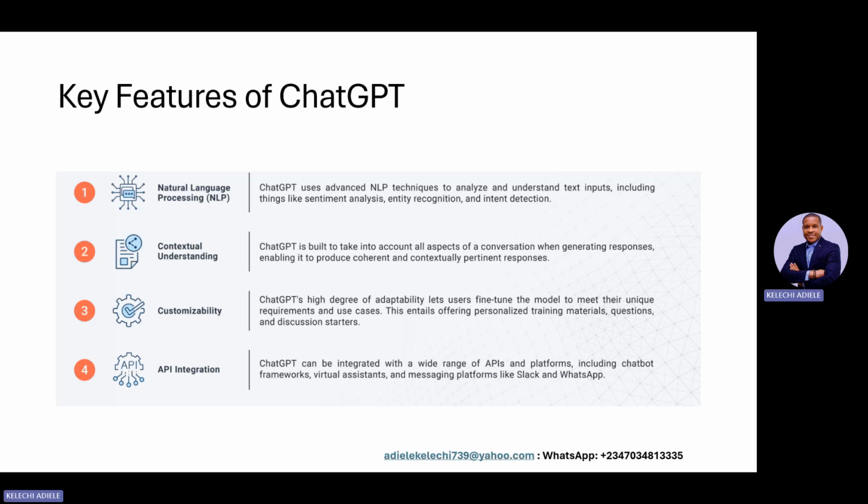The second feature is contextual understanding. It was said here that ChatGPT is built to take into account all aspects of a conversation when generating responses, enabling it to produce coherent and contextually pertinent responses. And of course, this will also depend on what the user wants and how the user asks his or her questions.